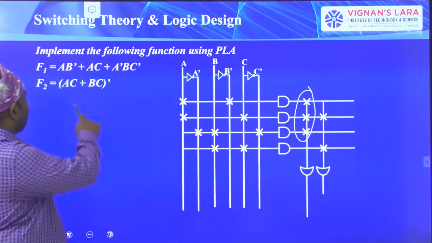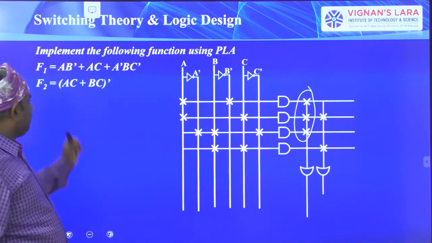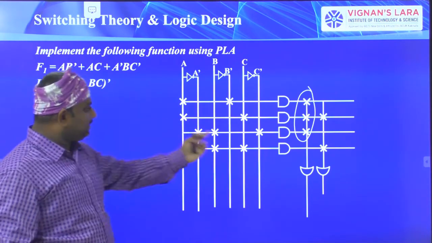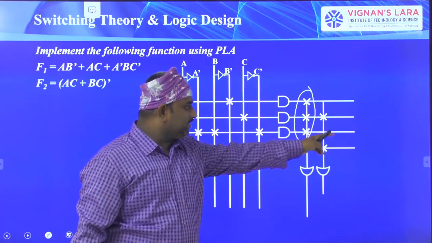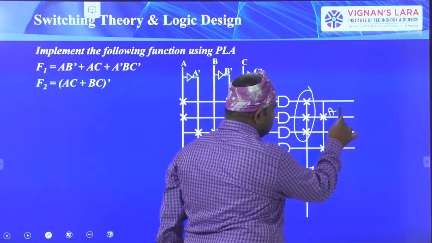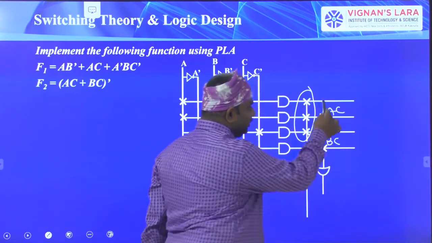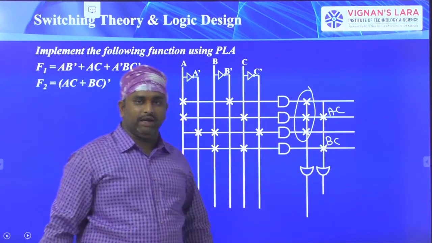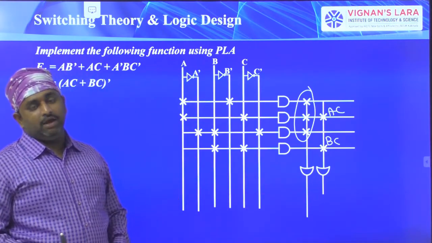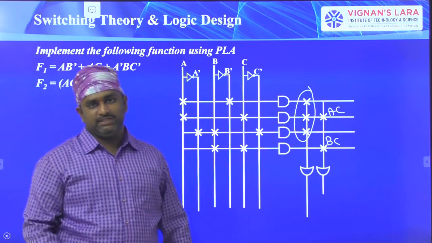Next, the F2 function: AC plus BC whole bar. So AC I have taken and BC I have taken. So this is AC and this is BC. These 2 inputs are connected to an OR gate. So I got AC plus BC, but I have to implement AC plus BC whole bar.